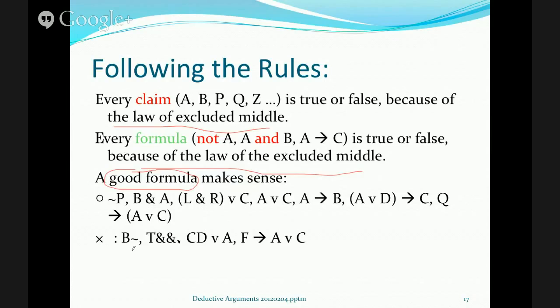But you can also have formulas that don't make any sense. So for instance, B and then not. Don't know what that means. T and, don't know what that means. C, D, or A, what does that mean? One thing that's great about this sort of logic is the grammar is easy. So you never need to worry about making grammar mistakes if you can just keep track of the 5 rules that we've learned, the and, or, not, parentheses, if then. If you can do that, you can say all sorts of things in logic.